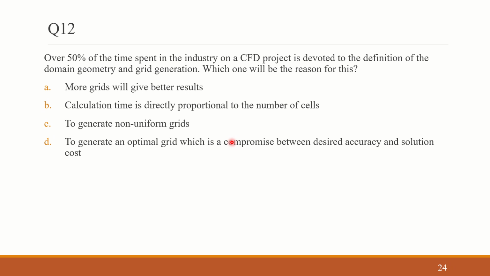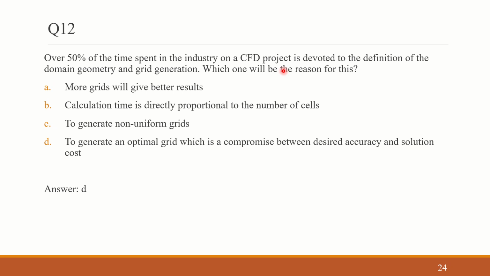As I mentioned, after a certain refinement there would not be any change in the solution. So it is sufficient if we go with that particular grid. So to generate an optimal grid, which is a compromise between desired accuracy and solution cost, option D is the right answer.